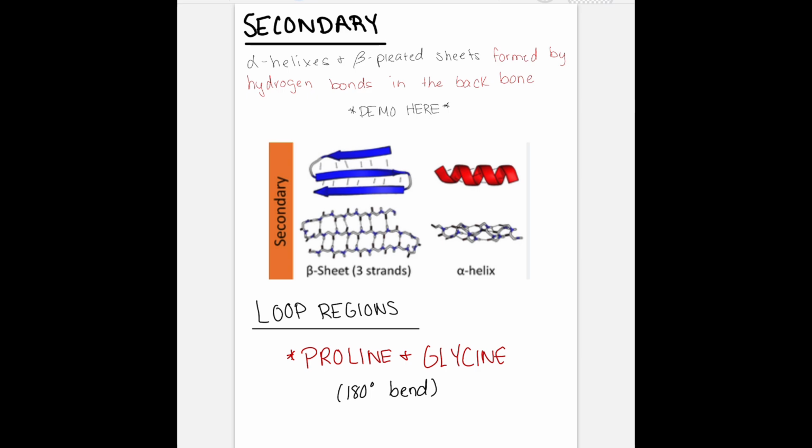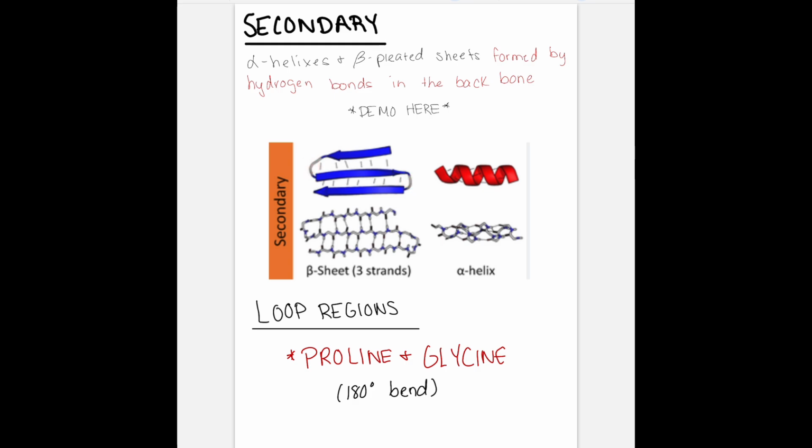Moving on, very briefly, just to talk about a loop region. A loop region is just these 180 bends. We see them mostly with our beta-pleated sheets, but it's where our protein is going to kind of just make a turn. The thing you need to know about loop regions is it's a 180 bend, and there are 2 amino acids that can cause them. There's only 2. So if we have a proline or a glycine in our primary structure somewhere, it's going to be at those amino acids that we're going to see that 180-degree bend, or the loop region.